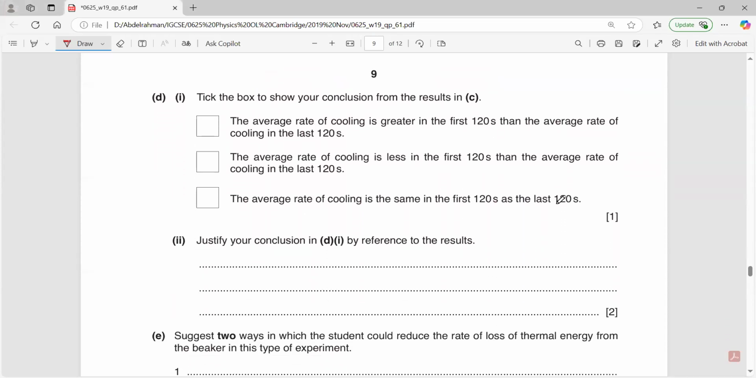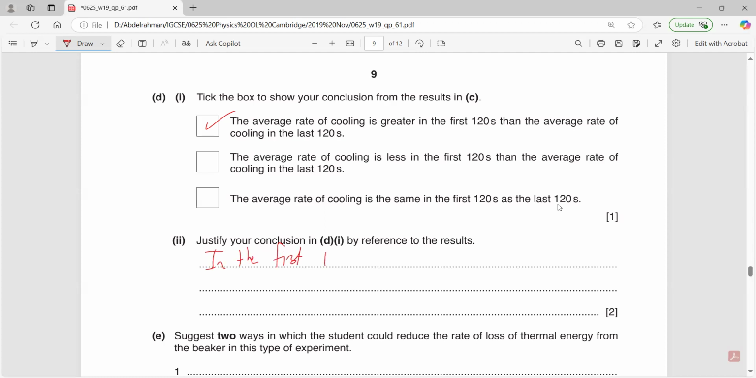Tick the box to show your conclusion from the results in C. The average rate of cooling is greater in the first 120 seconds than the last 120 seconds, or less, or the same. I don't think it's the same. I guess it's greater in the first 120 seconds. Why? That's the justification. We need to write down the justification with the numbers.